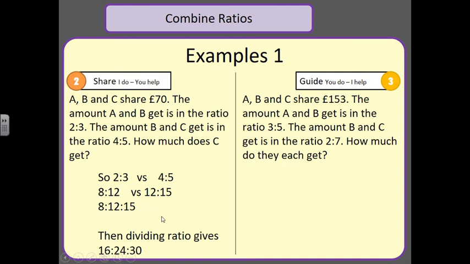And then it's a case of splitting it up. Okay, so splitting £70 in the ratio 8, 12, and 15. As there are 35 parts, each part is worth 2, so I just double these numbers. Okay, do you want to try the other one on the other side? Thank you. Put me on pause.